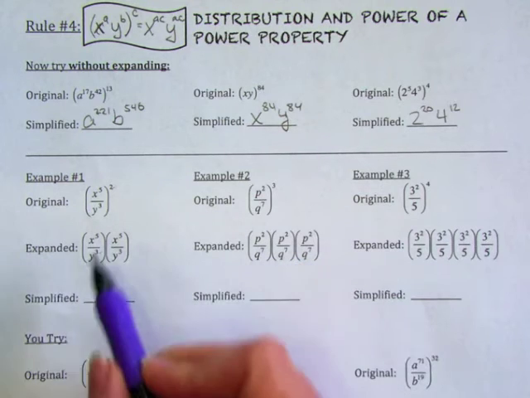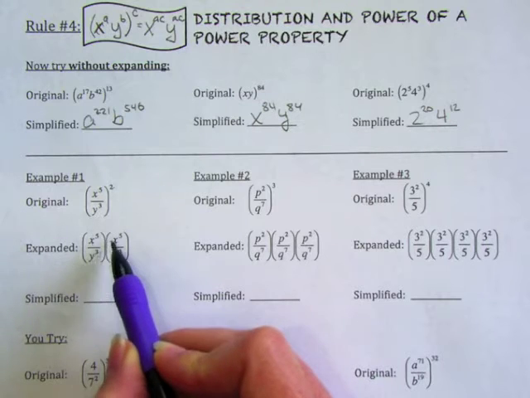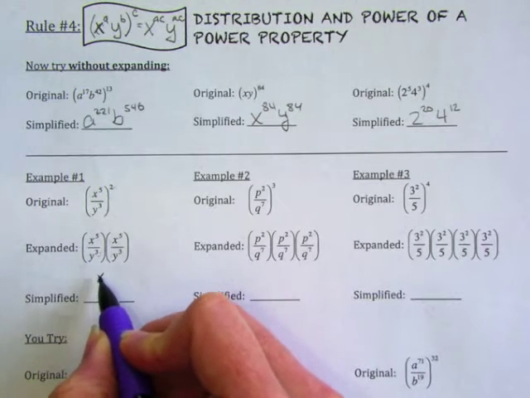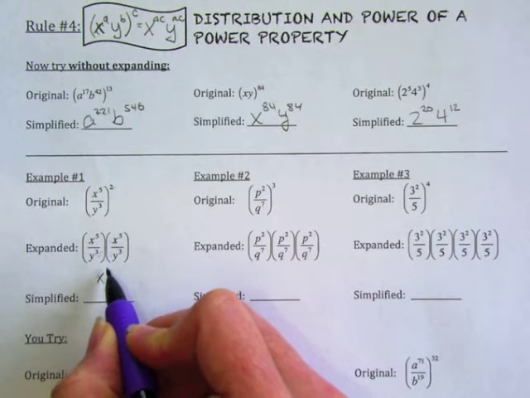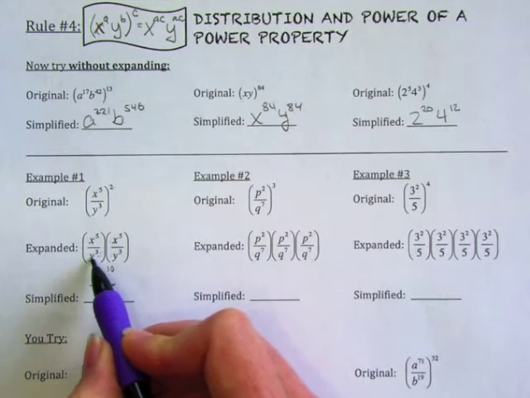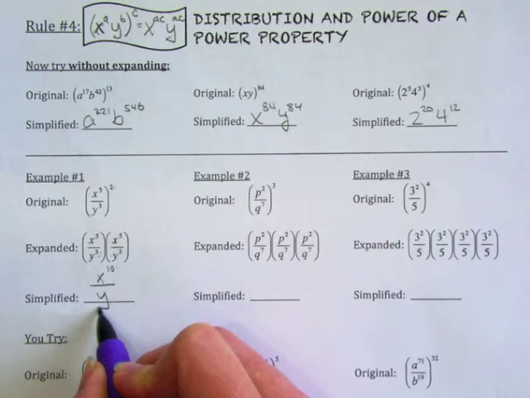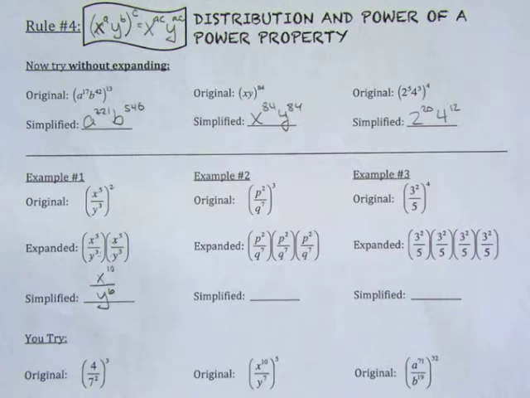Now remember rules of fractions, they say multiply across the top, multiply across the bottom. So if I multiply x to the fifth times x to the fifth, I'm multiplying, so when I multiply I add my exponents. I get x to the 10th. On the bottom I'm multiplying y to the third times y to the third. Again, when I'm multiplying I add my exponents and I get y to the 6th.